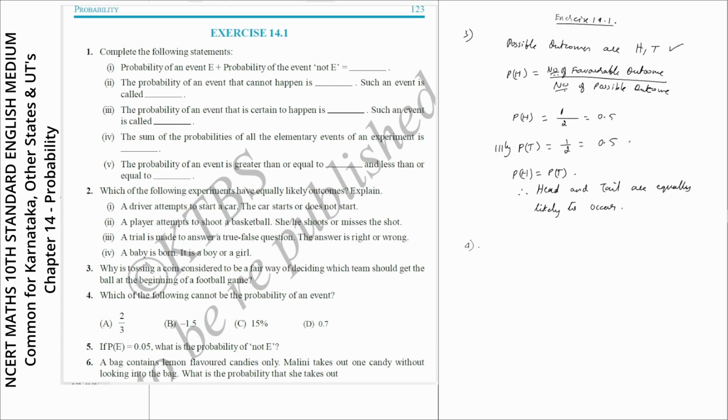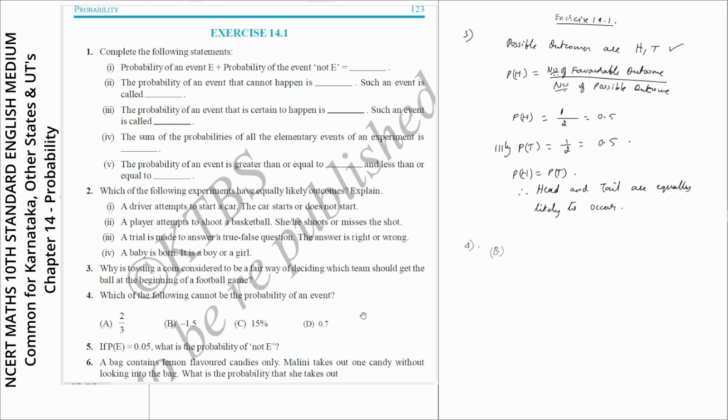Exercise 14.1, question number 4. Which of the following cannot be probability of an event? A is 2 by 3, B is minus 1.5, C is 15%, and D is 0.7. So here it is B. Okay, B, answer is B.